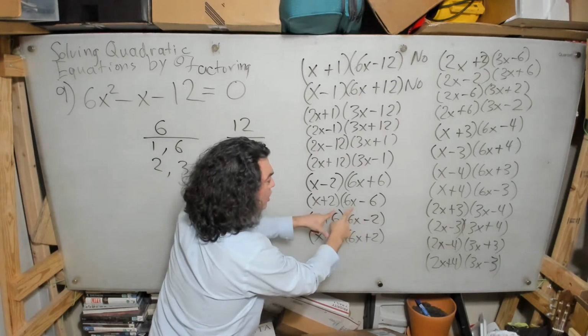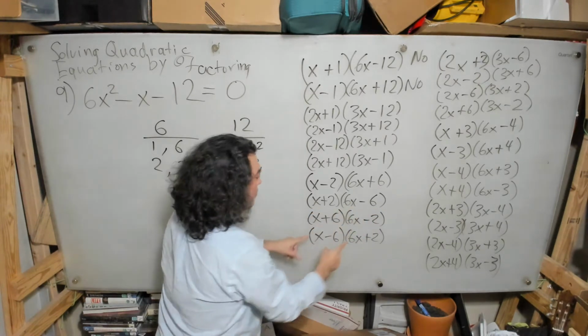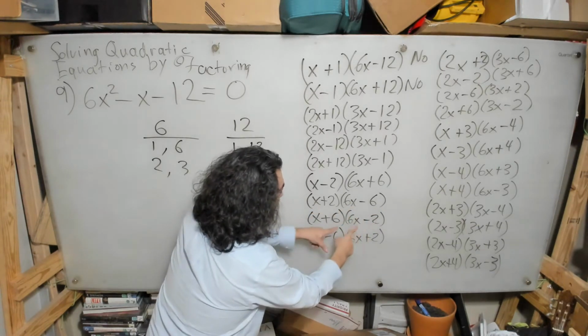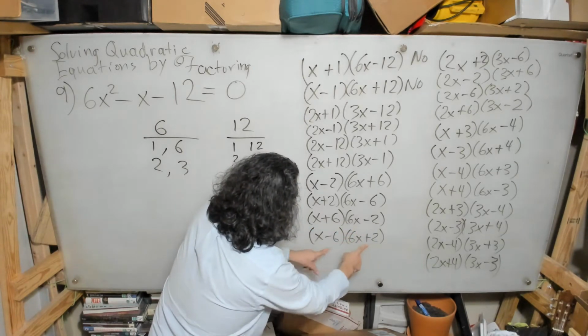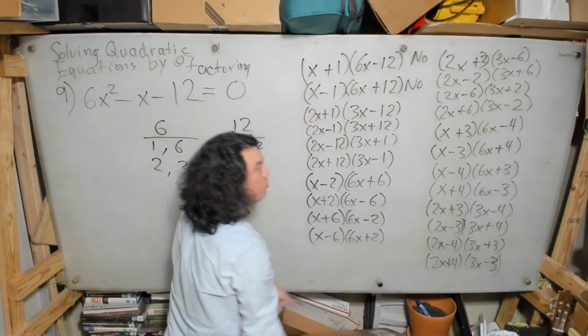Negative 6x plus 12x, that's plus 6x in the middle. Negative 2x plus 36x, that's 34x. 2x minus 36x, that's negative 34x, that one's gone.